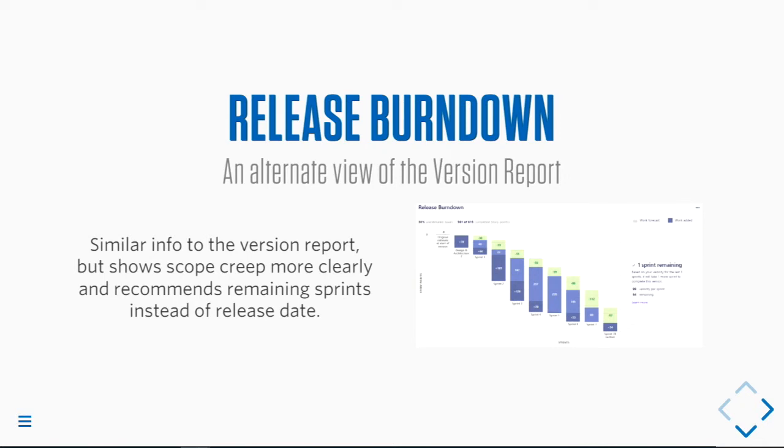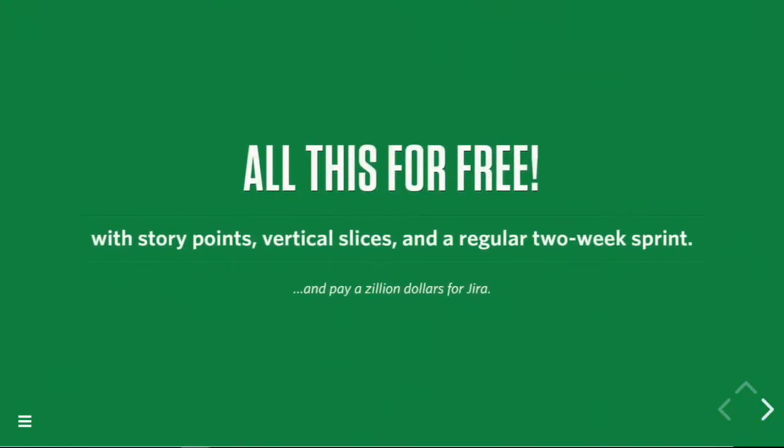And then instead of giving you a release date, it gives you a release number of sprints. So it will say, at your current velocity, you've got this many more 2-week segments you need to complete this pile of work. And you get all of this for free if you use story points and vertical slices and a regular sprint cycle. We use 2 weeks. Most teams seem to use 2 weeks. That works well. I've seen 3. 1 and 4 start to become less useful because either you're turning around all the time or you've got a really long time for things to go a little sideways.